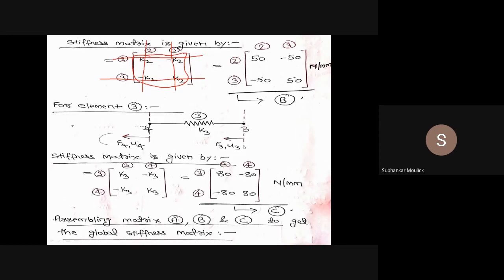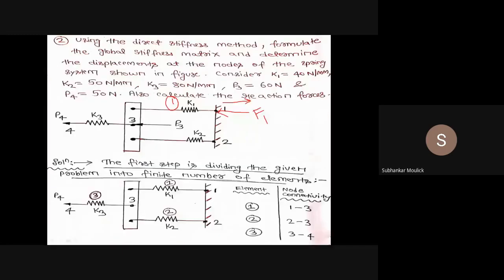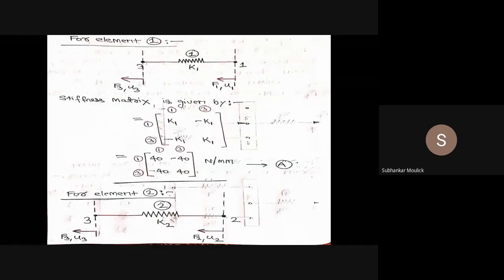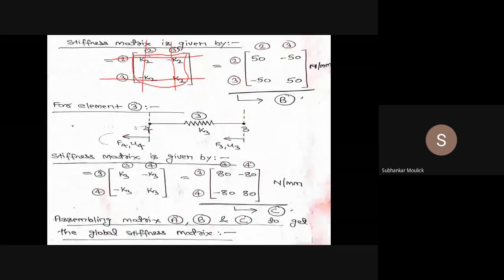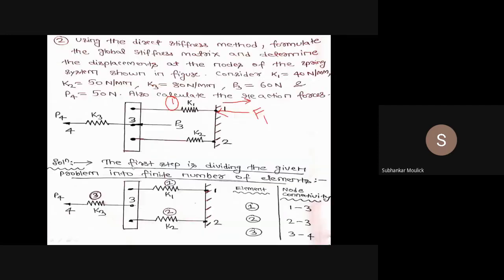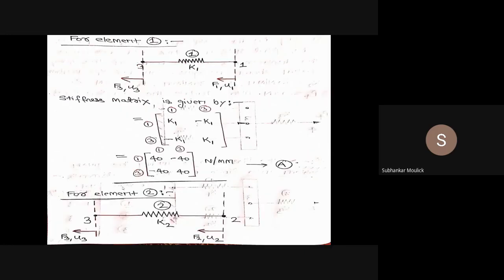The nodal point force acting at node 3 is F3, which is equal to P3 in the negative x direction, that is minus 60 Newton, and at node 4 the nodal force present is F4, which is nothing but P4 and is equal to minus 50 Newton, acting in the negative x direction.